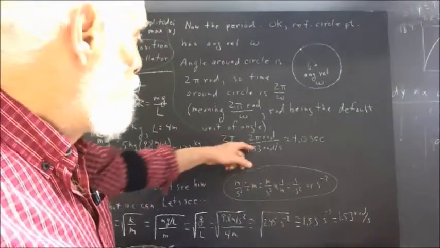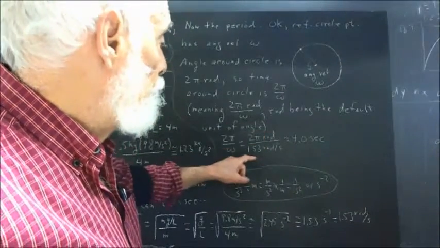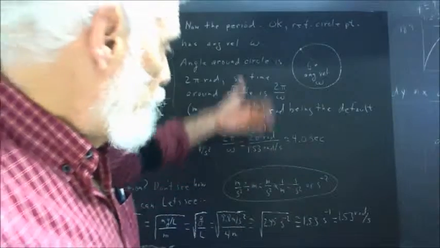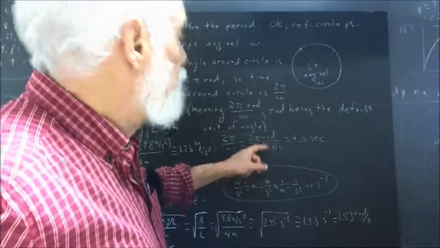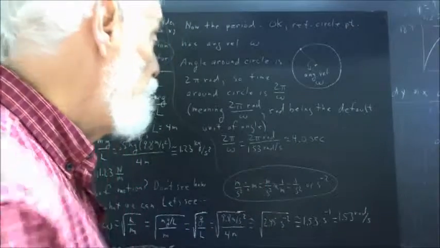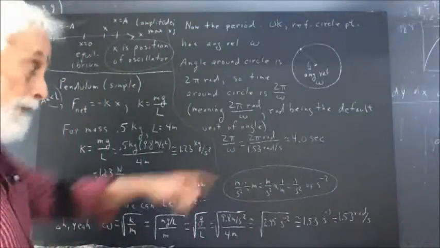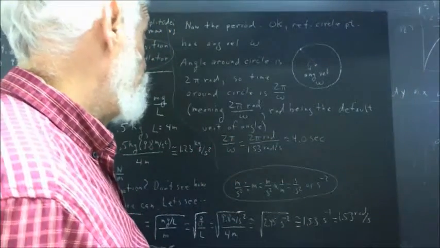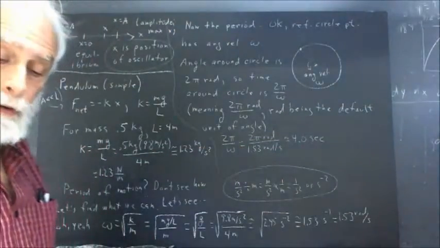So 2 pi over omega means 2 pi radians over 1.53 radians per second. When we divide that, the radians divide the radians. Reciprocal second in the denominator becomes a second after we divide. And we just do the arithmetic, and we get something very close to 4.0 seconds. So there's the period of our motion.